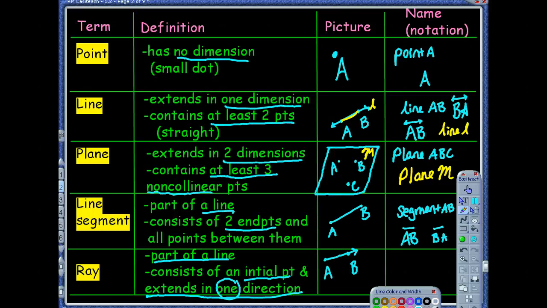And that's what a ray looks like. Naming it: ray, maybe AB. And we can use our shortcut notation, AB with a ray above it.